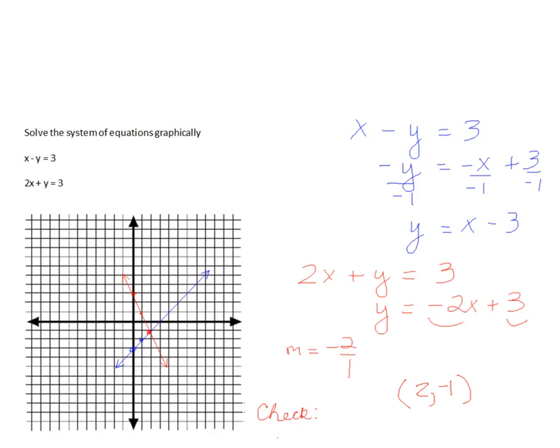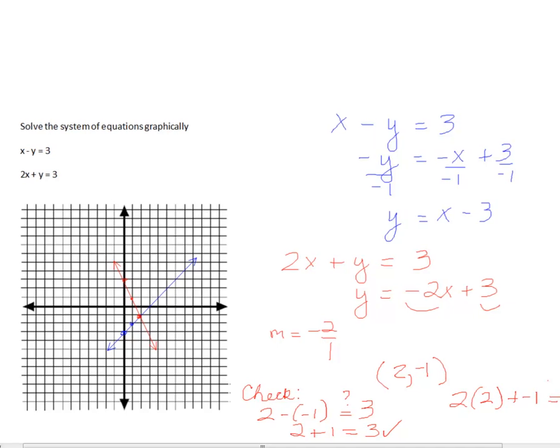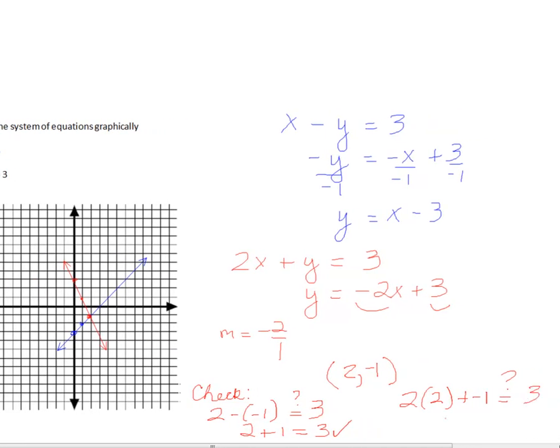So we're going to substitute x equals 2, y equals -1 into our first equation. And so I get 2 minus a -1. Does that equal 3? Well, yes it does, because this is 2 plus 1 on the left, and that is 3. Now we're going to check by using the second equation. Substitution again. So 2 times 2 plus -1, does that equal 3? Of course, that's 4 minus 1, so that does equal 3. And so 2, -1 is the solution to our system.